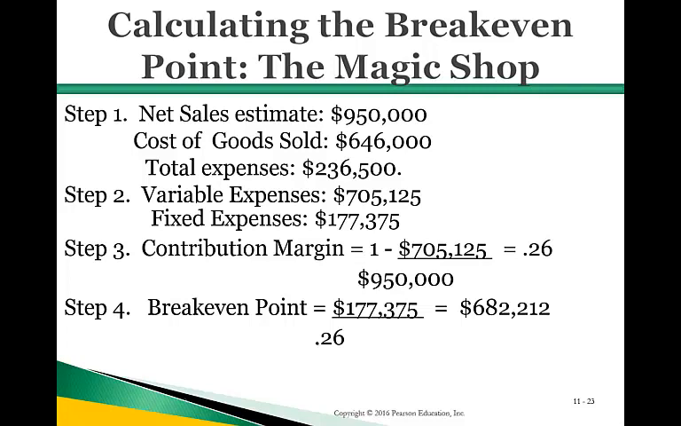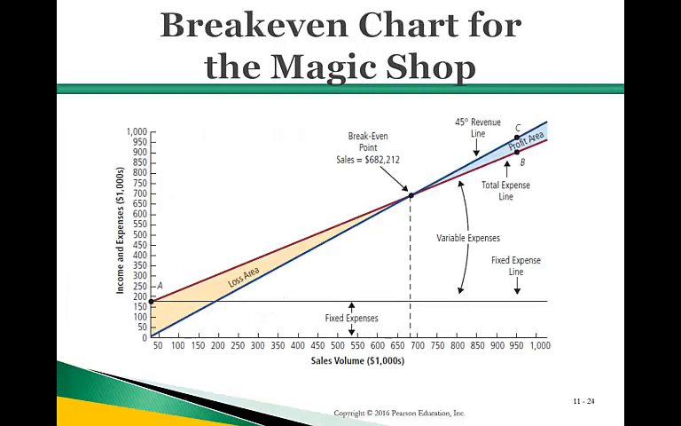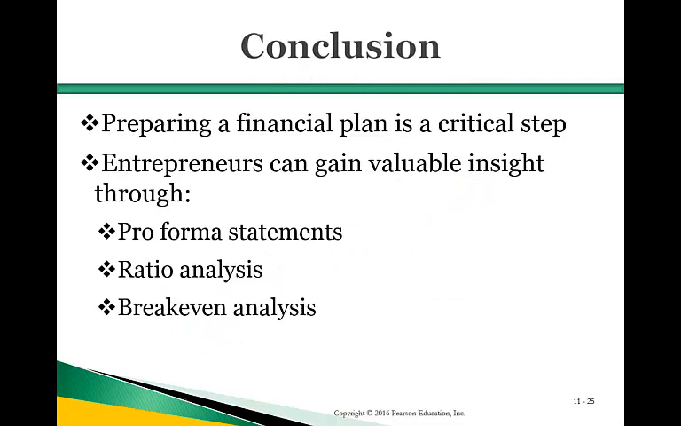So here's a chart of the break-even analysis for the Magic Shop. Once you reach that sales figure of $682,000 and go beyond that, you're going to make a profit on every sale. So in conclusion, the financial plan and the business plan is very, very important.